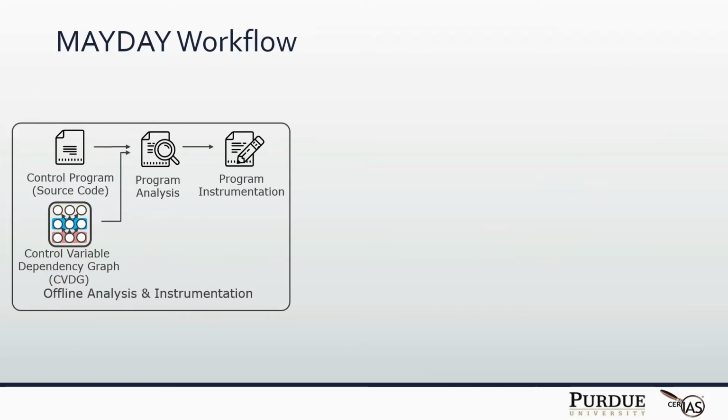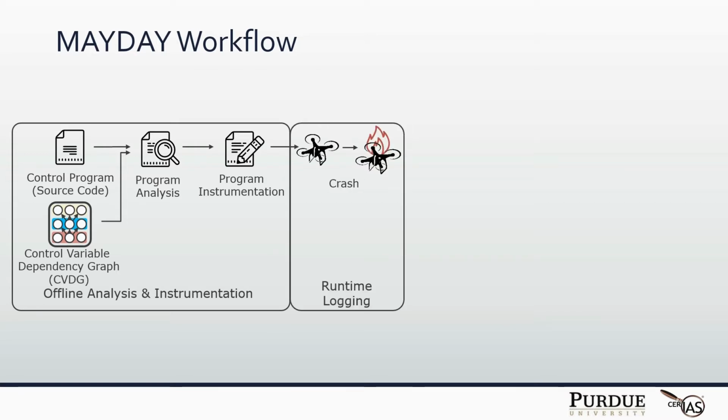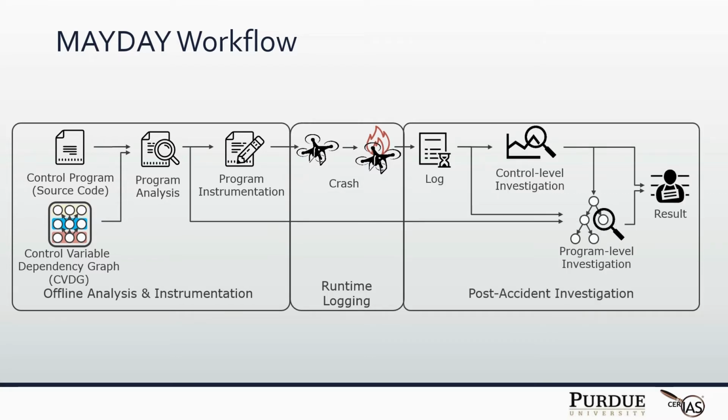MAYDAY covers 3 phases in this workflow. The first phase is offline control program analysis and instrumentation, to analyze the control program and add logging functionality to the program. In the second phase, the instrumented program is deployed in the drone for real operations. In the third and unfortunate phase of a drone accident, MAYDAY will perform investigation by analyzing the drone's black box with both control and program logs. I will explain these steps in detail in the next few slides.